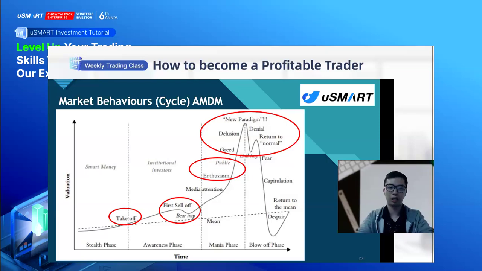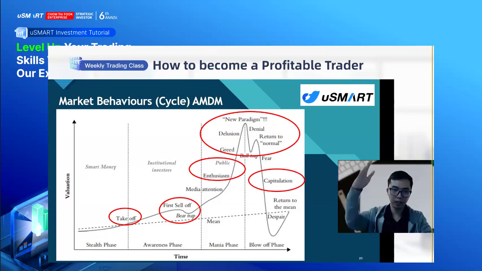Then those who chase high will convince themselves that, okay, this is just a big correction. In the future it will go up to the moon. Then it slowly drops until capitulation happens. What is capitulation? Capitulation usually happens near the end of the downtrend phase. It drops a lot, then suddenly there is a huge selling off.